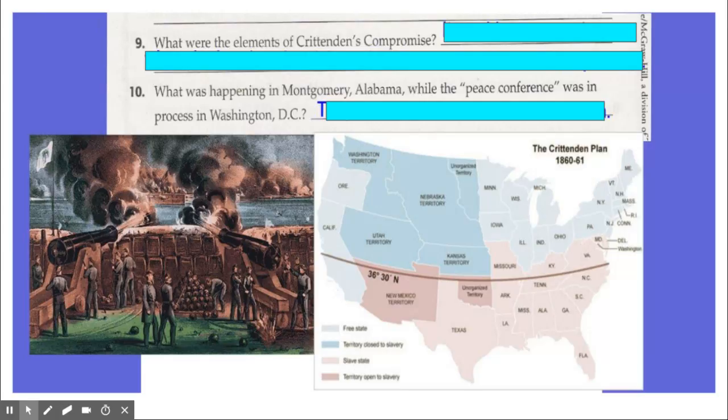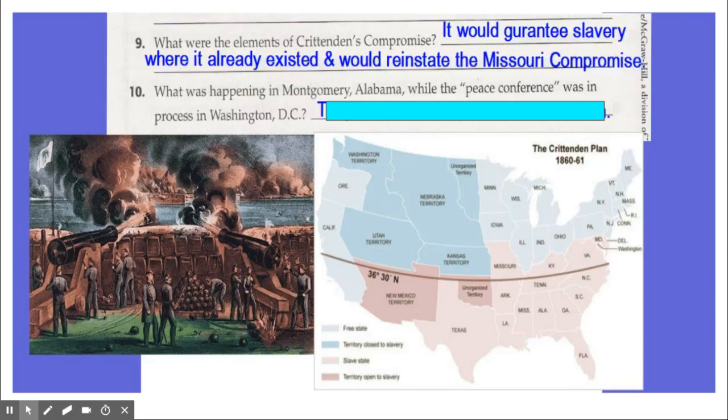Number 9, what were the elements of the Crittenden Compromise? This was part of your vocab, if you can remember back, but the Crittenden Compromise was a plan to delay a civil war from taking place. What it would do is guarantee that slavery would exist basically where it already existed. So, for example, in the Deep South, they could keep slavery.